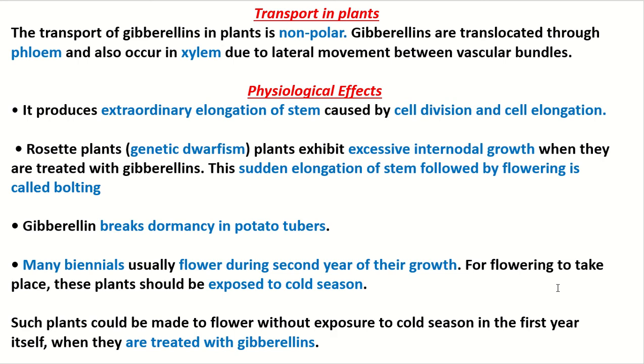Many biennial plants, we already discussed the habit and habitat of plants also. Do check the description box to find the link for those videos also, to know about biennials, annuals and perennials. Many biennial plants flower in the second year of their growth period. If the plant is to flower in the first year itself, it has to be exposed to the cold season. Instead of exposing it to the cold season, if we treat that plant with gibberellin, then it will start flowering in the first year itself.